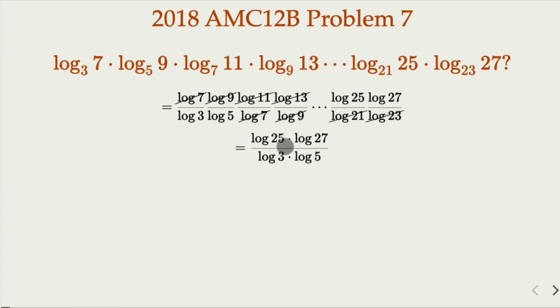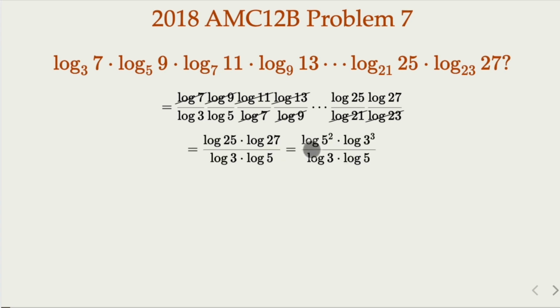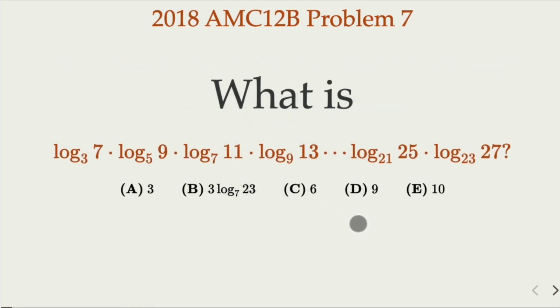Now you're going to use another property. 25 is 5 squared, so that becomes 2 times log 5, and 27 is 3 to the cube, so this becomes 3 times log 3. We have this, and that will cancel, so this would be 3 and 2, that would be 6. So the answer to the original problem is choice C.